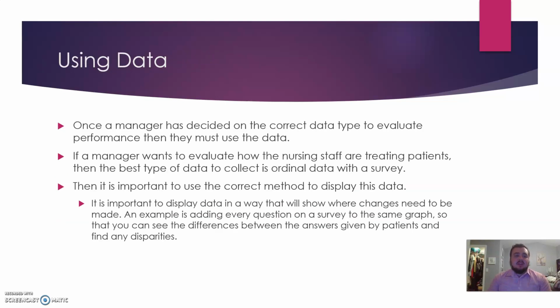So how do we use this data? Once a manager has decided on the correct data type to evaluate performance, then they must use the data correctly. If a manager wants to evaluate how the nursing staff are treating patients, then the best type of data to collect is ordinal data with a survey. Then it is important to use the correct method to display this data. It's important to display data in a way that will show where changes need to be made. An example is adding every question on a survey to the same graph so you can see the difference between the answers given by patients and find any disparities between the different parts of the survey.